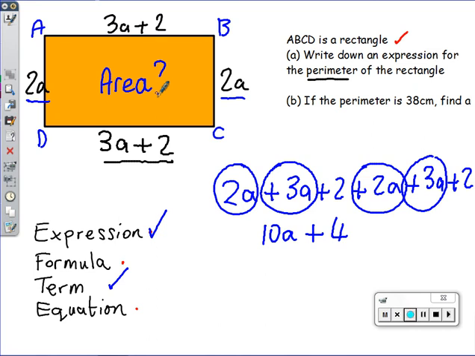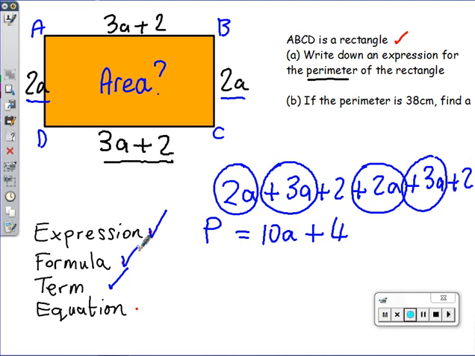So we're nearly there. We're now going to write a formula, which is simply, a formula tells us how to work something out. So I've now made that into a formula because it tells me that P, which is perimeter, is equal to this expression, 10a plus 4. So there's not a lot of difference between a formula and an expression, but a formula has an equal sign in it, and it tells us how to work something out.